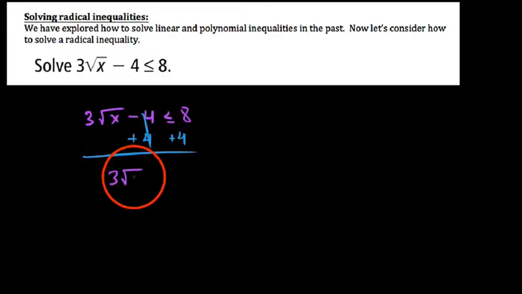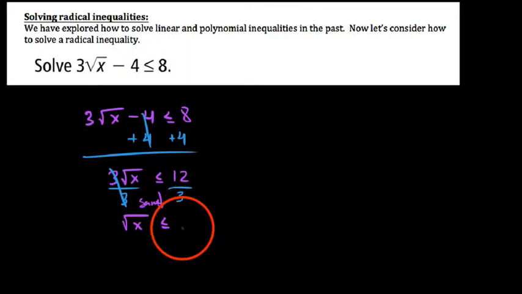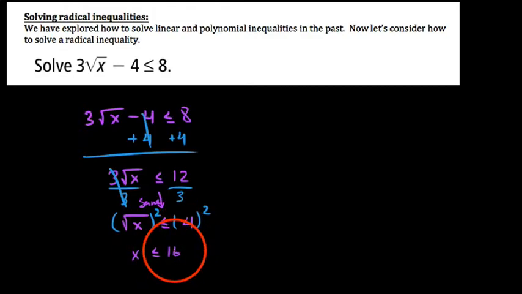So we get 3 root x is less than or equal to 12, and then we're going to divide both sides by 3. Now, because we didn't divide by a negative, this sign right here is going to stay the same. It only switches if you divide both sides of an inequality by a negative. So this equals 4. To finish this off, we're going to exponentiate both sides now. We get the square root of x squared as x less than or equal to 4 squared, which is 16. So one would think that all of the numbers less than or equal to 16 would work here.